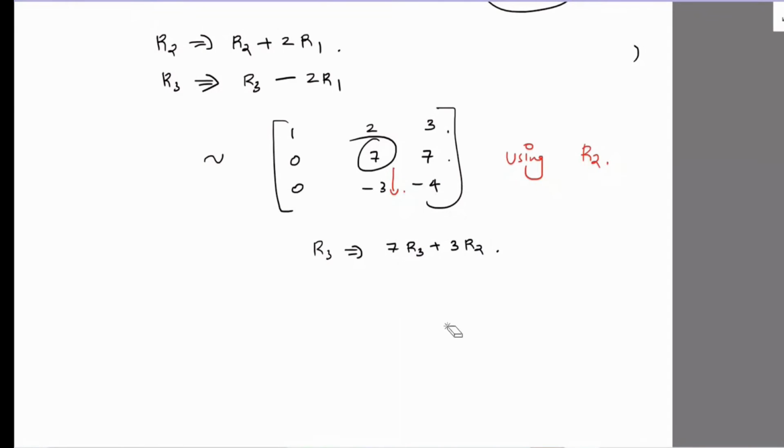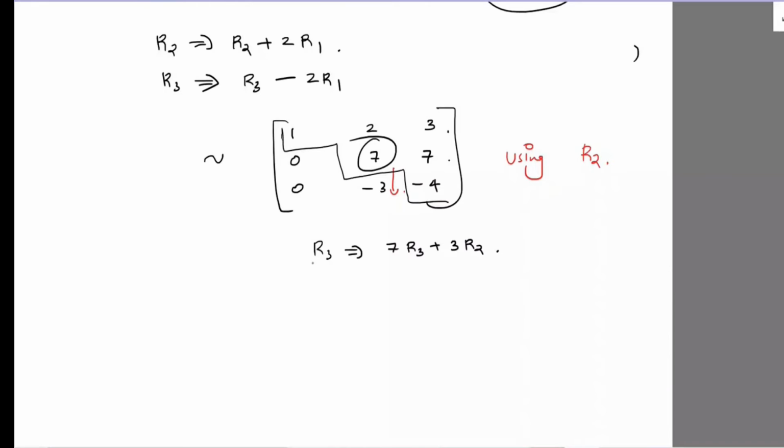Excuse me, sir, I have a doubt. We won't be changing the 2 above the 7 to 0? No, we are only changing the vertically down elements. We want to convert it into echelon form only. Echelon form means we have to obtain a step like this. Below that step, all the entries must be 0. So I'm going to make only the vertically down elements zero, not the elements above.